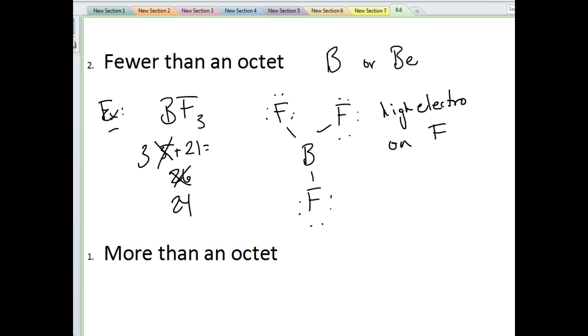Like I said, this is typically with beryllium and boron, and it's typically with high electronegativity atoms like nitrogen or fluorine. Sometimes you'll see it with some oxygens, not central, and some nitrogens, because those are our 3 highest electronegativity atoms. So we might see these occasionally going on.